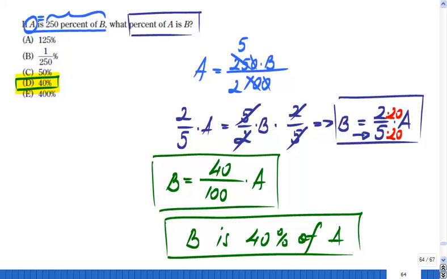Feeling good? Feeling better? This is one way in which you can solve a given problem. Another way is to work your way backwards and eventually figure it out.